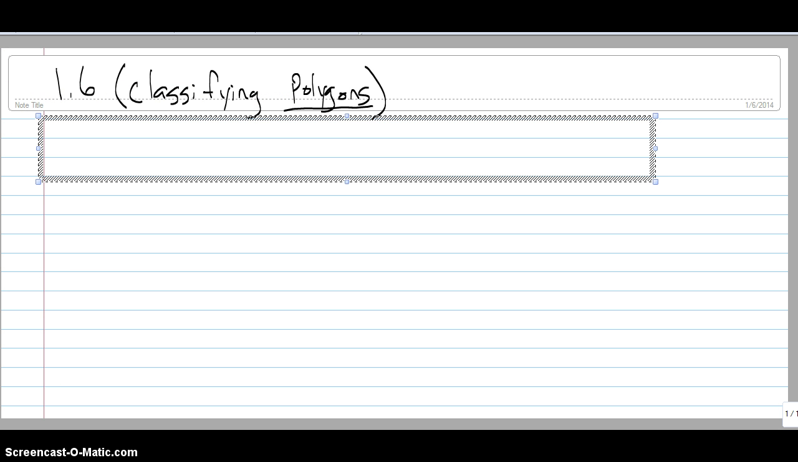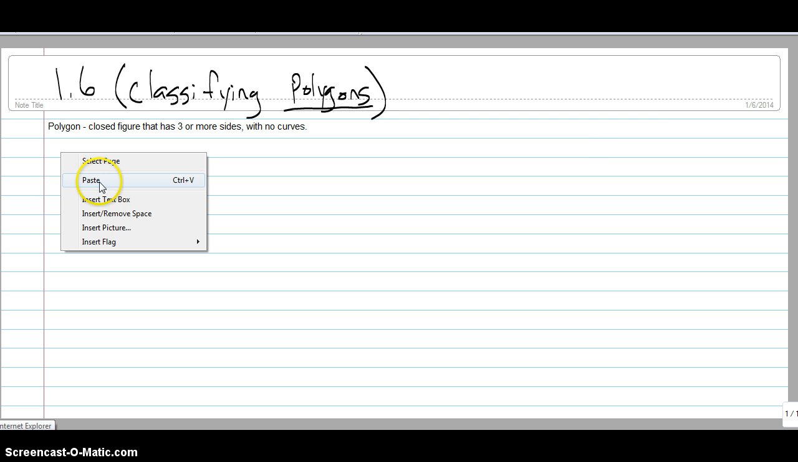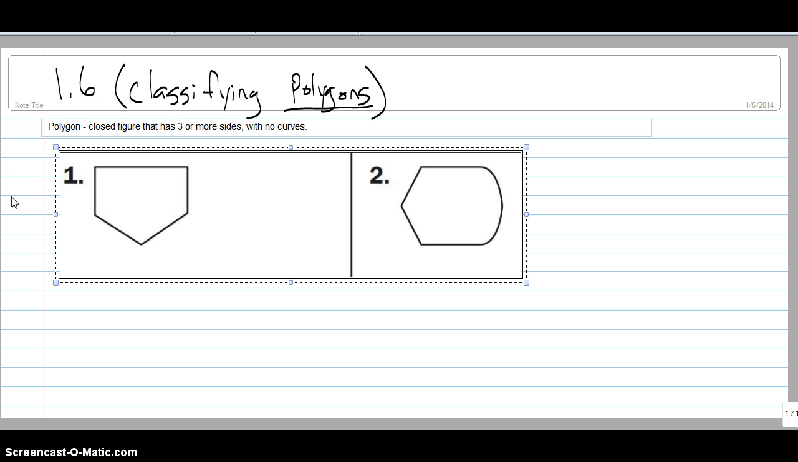Before we start, we need to figure out what is a polygon. A polygon is a closed figure that has 3 or more sides with no curves. So let's see, for example, are these polygons?